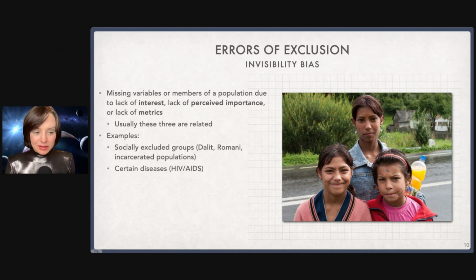HIV/AIDS is an excellent and very depressing example of an error of exclusion, where for many, many years, the United States government thought it was not worth investing money in treatments for HIV/AIDS, and a lot of people died because it was seen as not important to study.